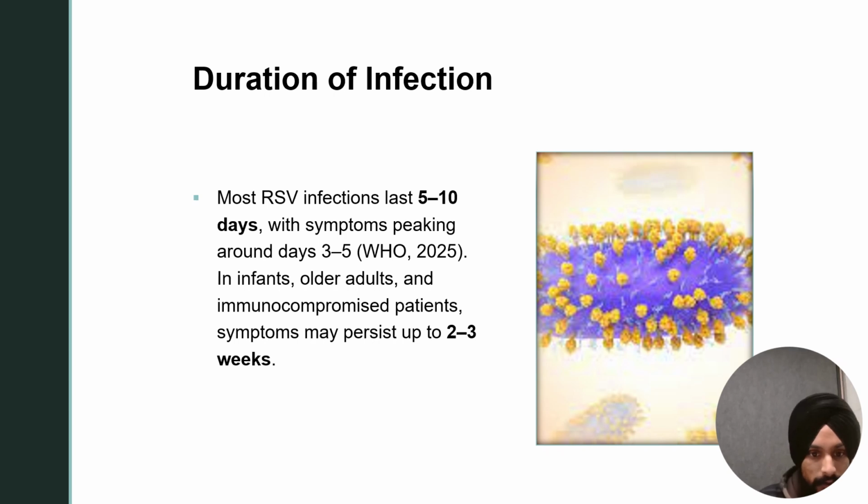Slide 6. Duration of infection. The typical RSV infection lasts about 5 to 10 days. Symptoms usually peak around days 3 to 5 and then gradually improve. In healthy adults, recovery is usually quick, but in infants and older adults, the infection can last much longer, up to 2 or even 3 weeks, because their immune system is either not fully developed or not as efficient. RSV can also damage respiratory cells for weeks, which is why coughing can last long even after the infection is gone.